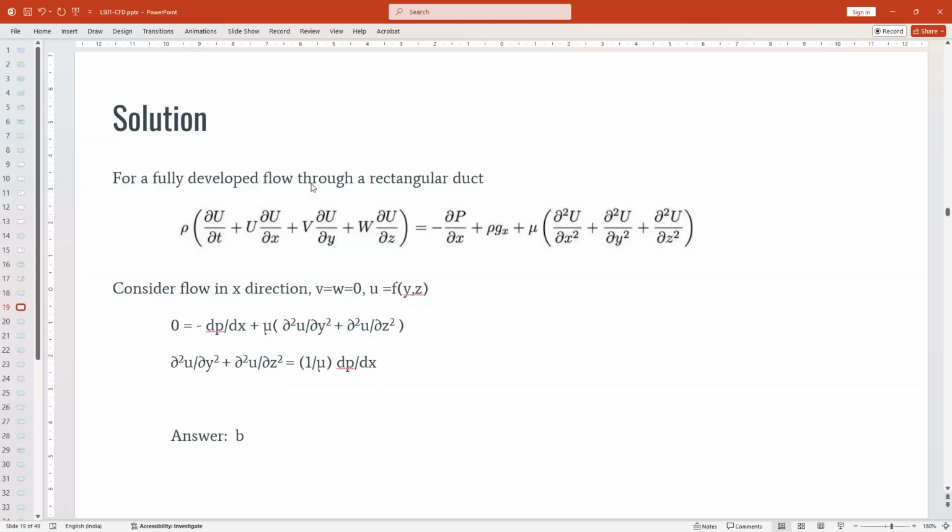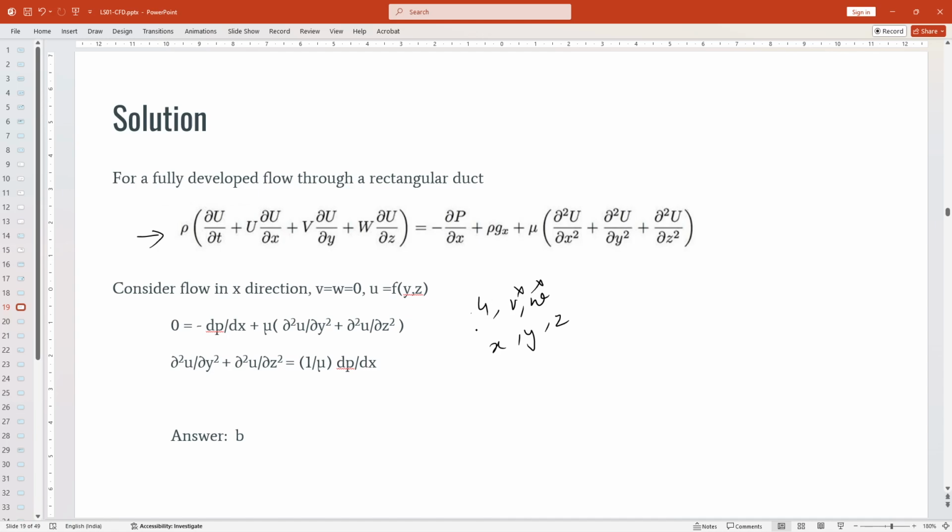Then if you take the momentum equation in x direction, it will be something like this. This will be the equation of fully developed flow in rectangular coordinates, that is Cartesian coordinates, in x direction, and it is already said that it is fully developed in the axial direction. So we will only have the u component, and the v and w components won't be there. It will be a function of y and z, the other two coordinates.